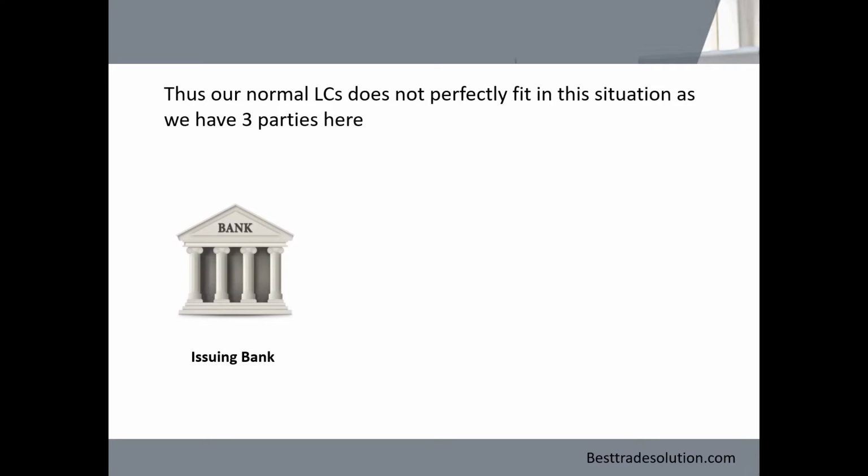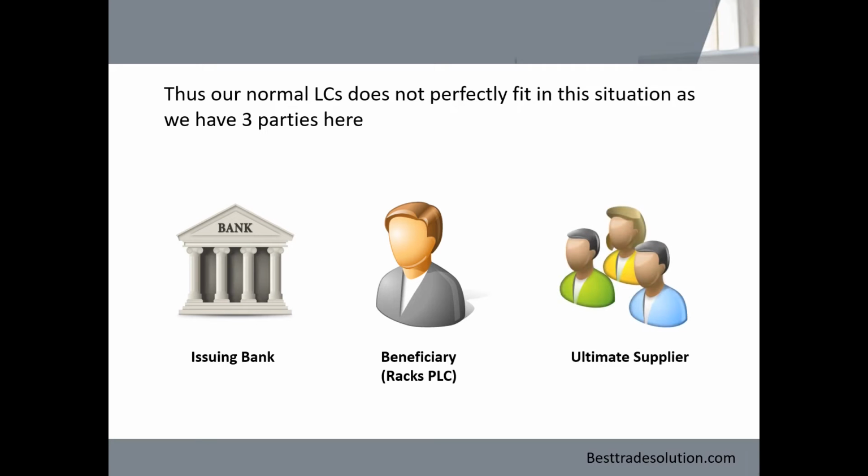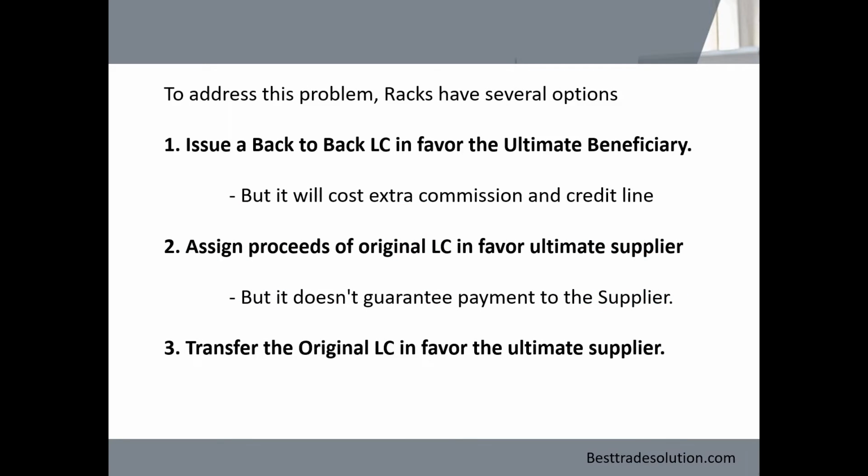Thus, our normal LC does not perfectly fit this situation, as we have three parties here: the issuing bank, the beneficiary, which is Racks PLC, and the ultimate supplier. To address this problem, Racks have several options. 1. Issue a back-to-back LC in favor of the ultimate beneficiary, but it will cost extra commission and credit line. 2. Assign proceeds of the original LC in favor of the ultimate supplier, but it doesn't guarantee payment to the supplier. 3. Transfer the original LC in favor of the ultimate supplier.